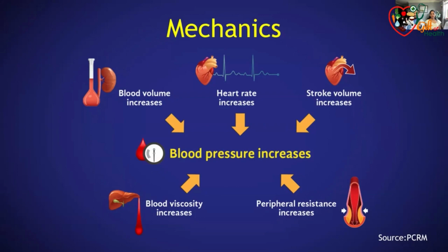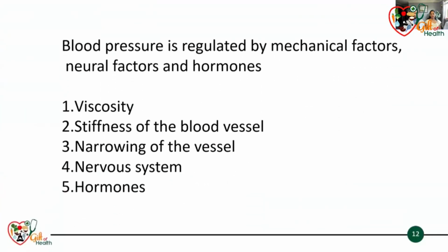Resistance is how much pressure there is around the blood vessels, and it also depends upon how fast your heart is pumping, how much volume is in the blood circulation, and the stiffness of the blood vessels. In summary, your blood pressure is regulated by the thickness or viscosity of the blood, how stiff your blood vessels are, and how narrow your blood vessels are. And there are factors in the nervous system that affect your blood pressure, and different hormones as well.